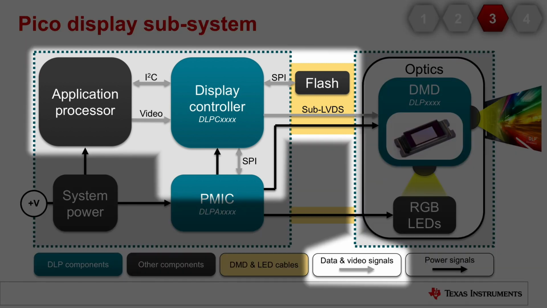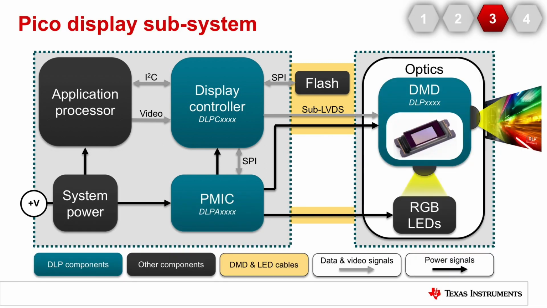First we have I2C and video between the application processor and the display controller. The I2C serves as control for the DMD, and the video signal is what is being entered to the display controller, typically as an RGB parallel interface. Then we have SPI communication between the flash and the display controller. Same situation goes for the PMIC, where we are using an SPI interface. And then for the communication with the DMD, we're using a sub LVDS, and that goes between the display controller and the DMD.